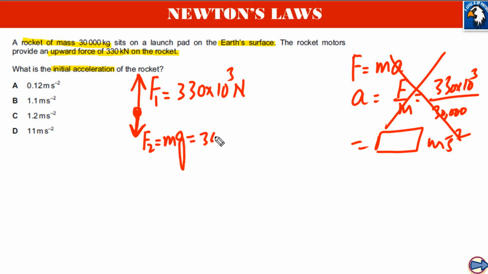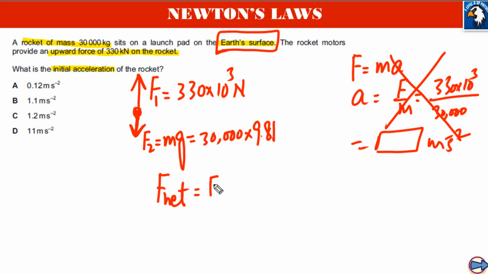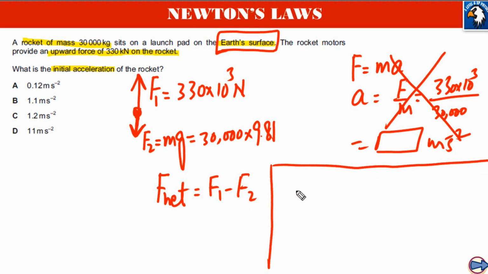As m is given, this is the value of m, and g is equal to 9.81 at Earth's surface. So this is very important: g, you can take as 9.81. Now, what is the net force? If I write down the net force, F net, that will be equal to F1 minus F2. So now we can use Newton's second law.